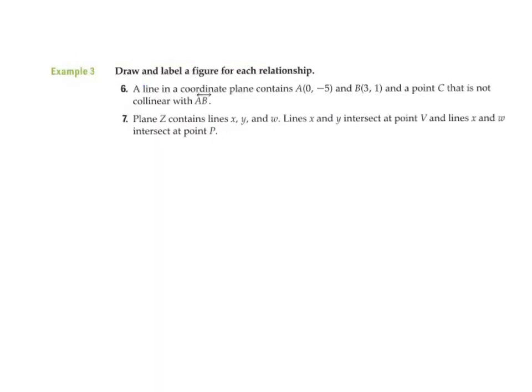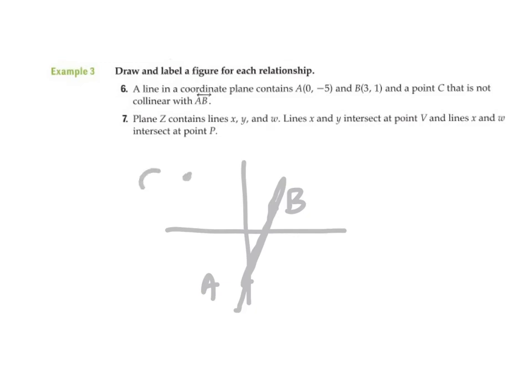Okay, so A is (0, -5), B is (3, 1), and point C that is not collinear to AB. All right, so let's just draw basically. So (0, -5) is going to be down here. Let's just give that A, and (3, 1) is going to be there, which is B. And point C is not collinear. So that line here, so long as you put point C anywhere else on the plane, apart from anywhere on that line, you've got a good answer. So let's just put it up in this quadrant and let's just give C there.